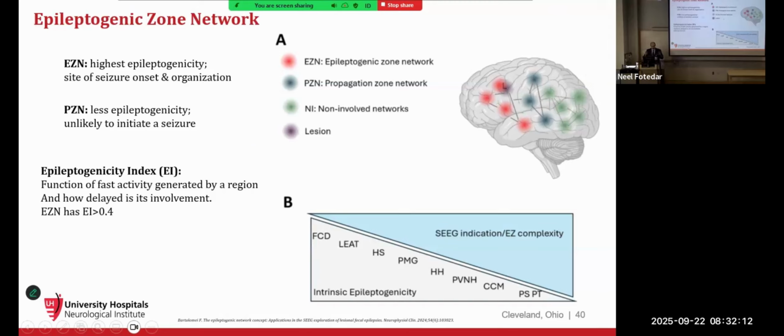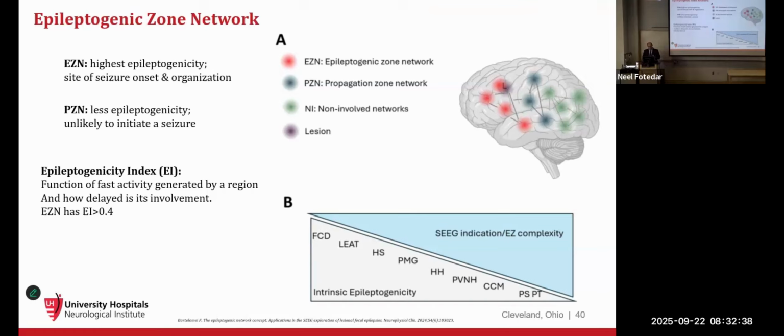Different groups have proposed different biomarkers to define the epileptogenic zone. For example, the one that Professor Bartolome's group has defined is what is called the epileptogenicity index, which is a function of how much fast activity a certain area of the brain is able to generate in a seizure and how delayed its involvement is. This can only be defined by SEEG. Okay, maybe there's a way to define it on scalp, but mainly it's defined by SEEG.